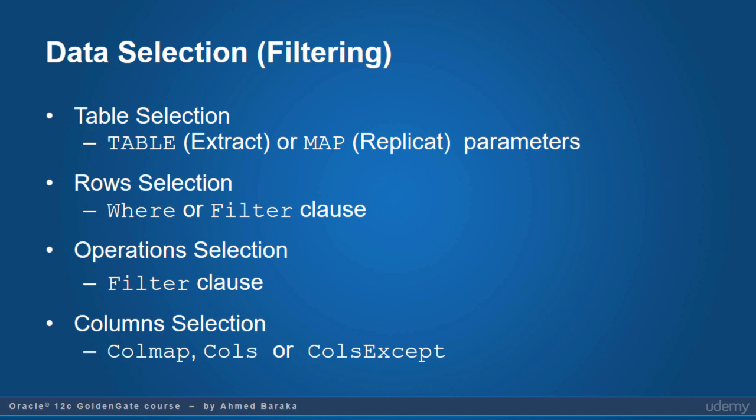To select which rows to replicate, you use either the WHERE clause or the FILTER clause of those parameters. To select which operations to replicate, you use the FILTER clause. The clauses COLMAP, COLS, and COLSEXCEPT are used to select which columns you want to replicate. We will cover all of those options in this lecture.